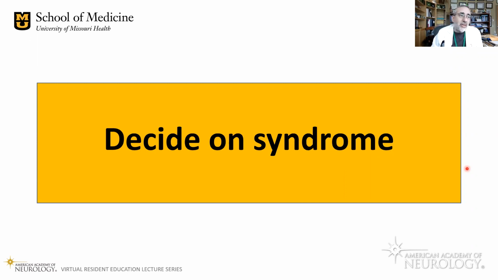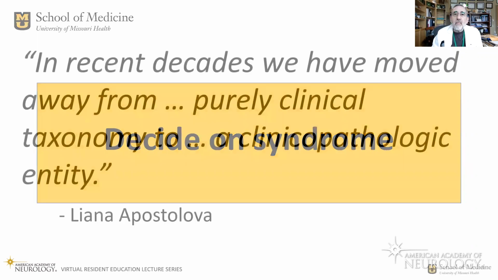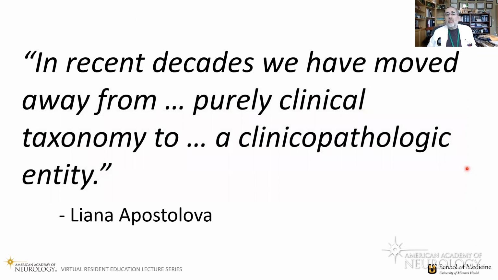People will say, gosh, you can never decide on things. It's too complicated. Well, hold on now. Let me explain. This is a quote from last year's Academy meeting where a presenter made this comment, and I agree with it. In recent decades, she said, we've moved away from purely clinical taxonomy to a clinico-pathologic entity. In other words, in deciding on a cognitive neurology diagnosis, we are considering clinical features and we're considering pathology, a lot of different stuff together.